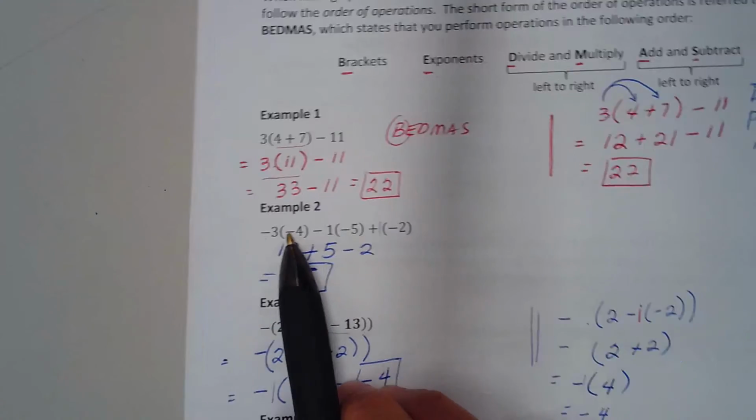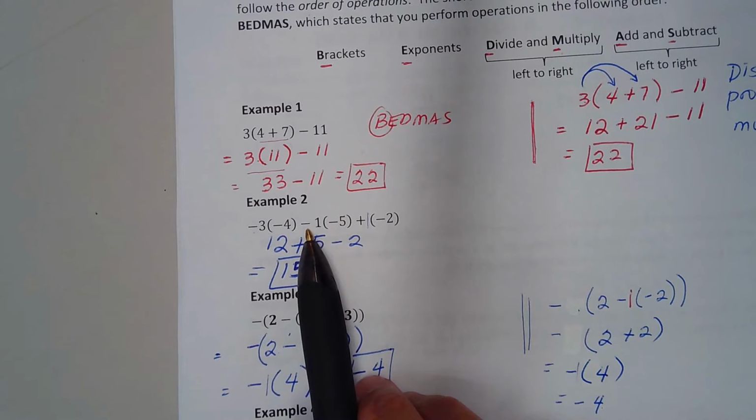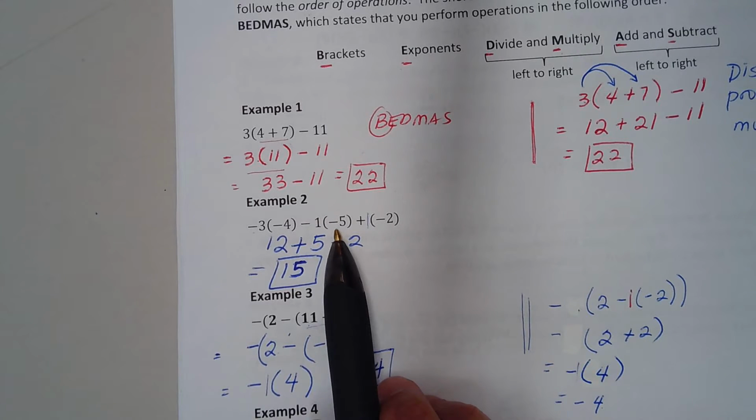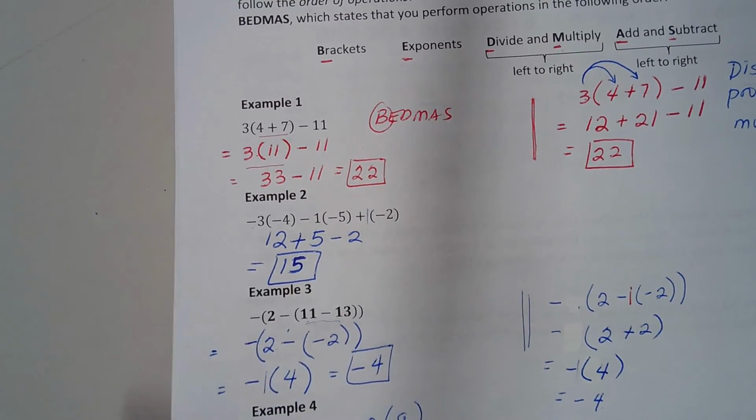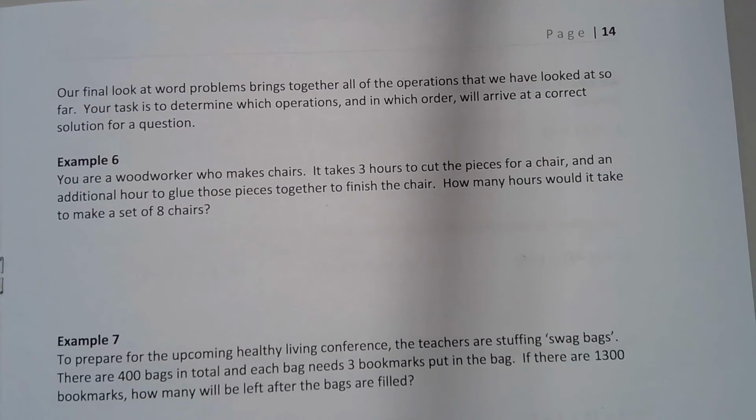What about this one? -4, because it's a bracket. It's multiplying by a -4. What would this be? Minus. It's -1. This one? -5. Yeah. Okay, good.